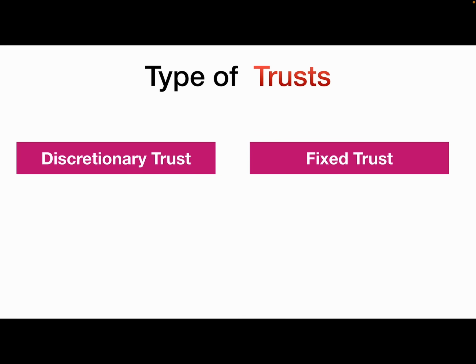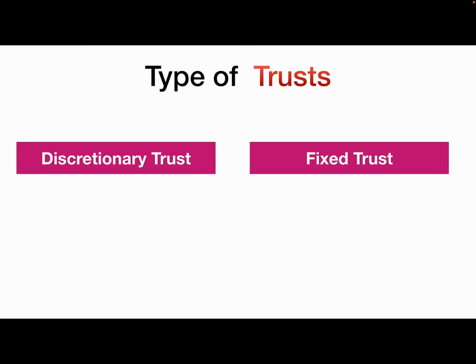So next is fixed trust. As the name suggests, a fixed trust requires the trustee to hold the trust assets for the benefit of beneficiaries in specific fixed percentages. So the trustee doesn't have to exercise discretion in dividing the trust property. Instead, each beneficiary is entitled to their fixed share of trust capital and income. One example I would like to quote in the case of a fixed trust would be a unit trust.